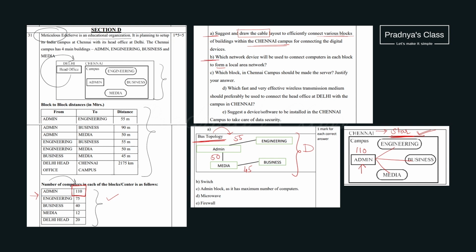What's the next question? Which network device will be used to connect computers in each block to form LAN? For LAN we can use switch or hub, but switch is a smart hub, so we will be using switch.